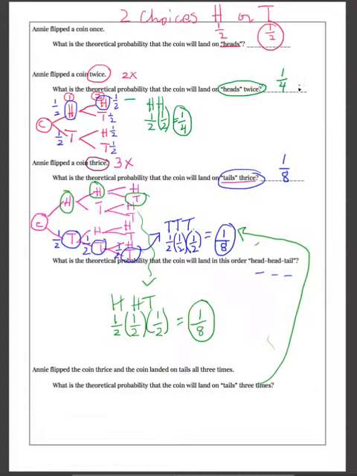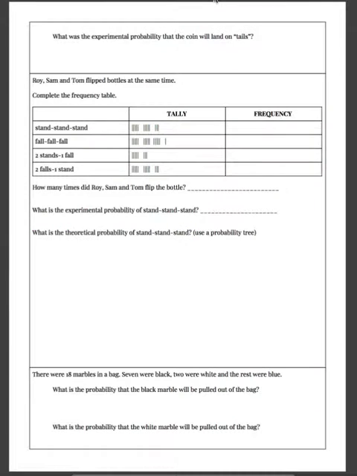Okay, so now let's go to page 3. What is the experimental probability that the coin will land on tails? Well, at this point, we can skip this because we did not exactly flip the coins, because experimental is you actually go and flip the coins and count. Okay, so let's go to the next question.